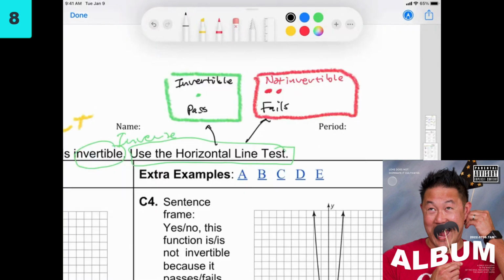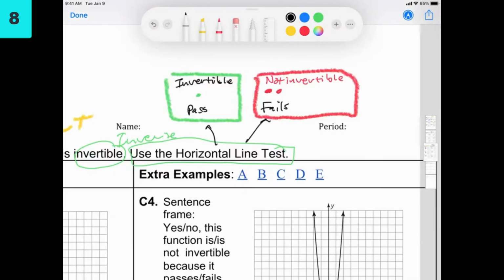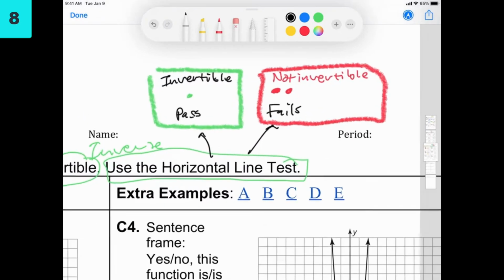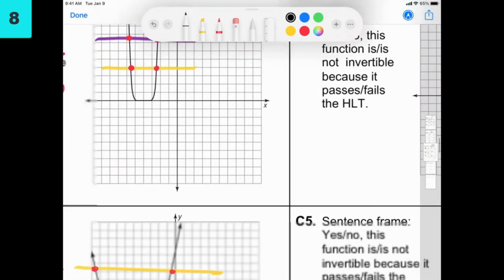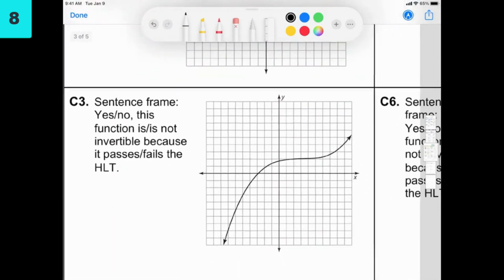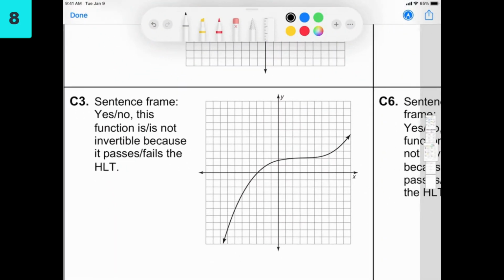Alright, in C3 we need to check if this function has an inverse. Remember, we're going to use a horizontal line test. If it has one dot, it passes. If it does two dots, it fails. It's not invertible. So in C3, I have this function here. And if you're confused, you can always just do a bunch of them.